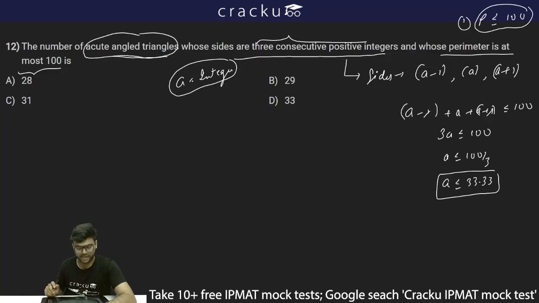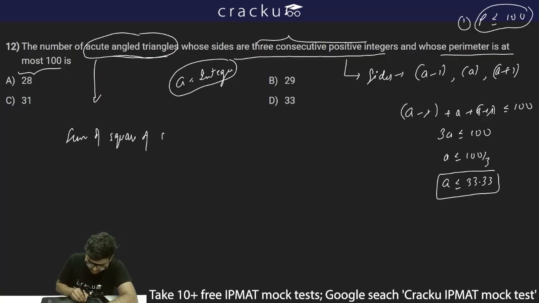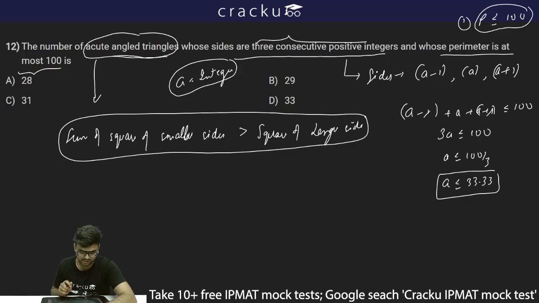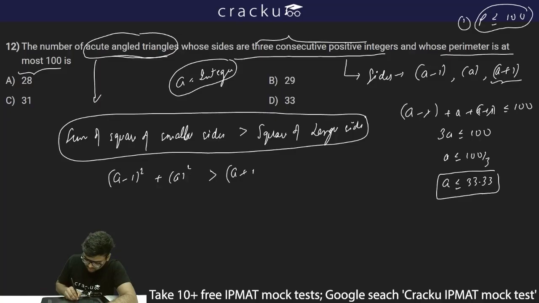For acute angle triangles, the sum of squares of the smaller sides should be greater than the square of the larger side. So we can write (a minus 1) whole square plus a square, these two being the smaller sides, should be greater than the square of the larger side. The larger side is basically a plus 1, so (a plus 1) whole square.